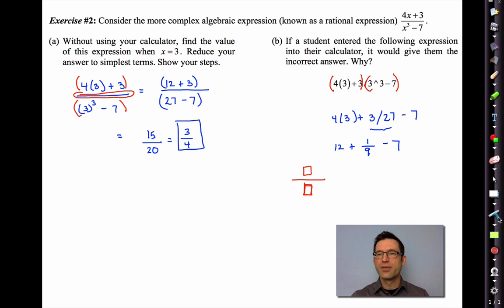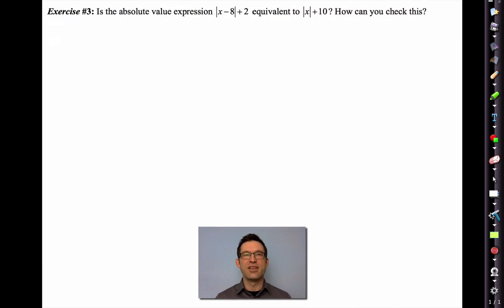Okay, here we go. Let's make these even uglier. Exercise number 3. Is the absolute value expression, absolute value of x minus 8 plus 2, equivalent to absolute value of x plus 10? How can you check this? Well, remember, two expressions are going to be equivalent if they have the same value for every x. So the way that we can test that is by grabbing a value of x and trying it, seeing if they're the same.